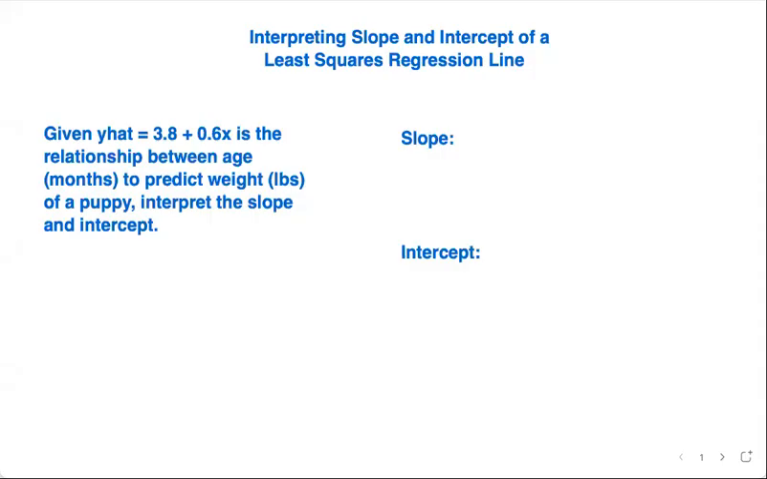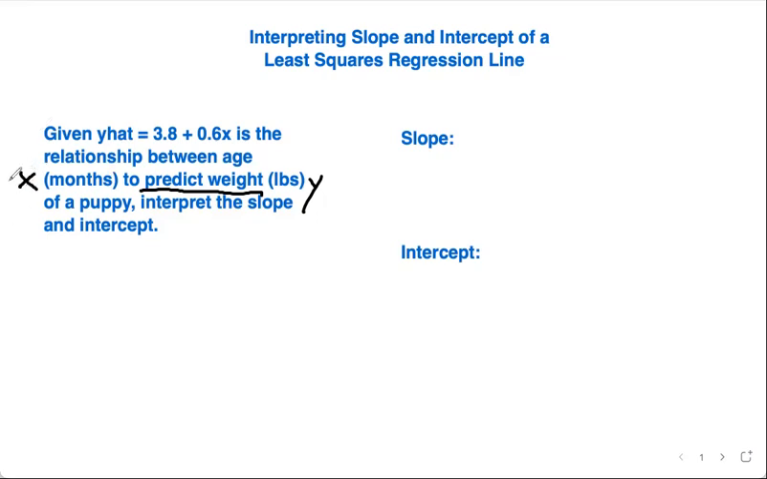So here we have interpreting slope and intercept of a least squares regression line. Given y hat in this case is 3.8 plus 0.6x is the relationship between age in months to predict weight in pounds of a puppy, interpret the slope and intercept. So whatever we're predicting, if they say predict, that's got to be your y. So in this case, weight is going to be your y. And we're going to do that based off of our input age, which is our x.